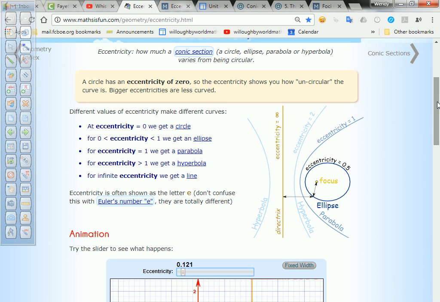All right. So this talks about eccentricity. The eccentricity of a circle is exactly 0 because it doesn't deviate from a circle at all. A circle is a circle. So there's no difference between a circle and a circle. So it has an eccentricity of 0. Now, as the eccentricity gets larger, it turns into an ellipse. When it's exactly 1, we have a parabola, and when it's more than 1, we have a hyperbola.